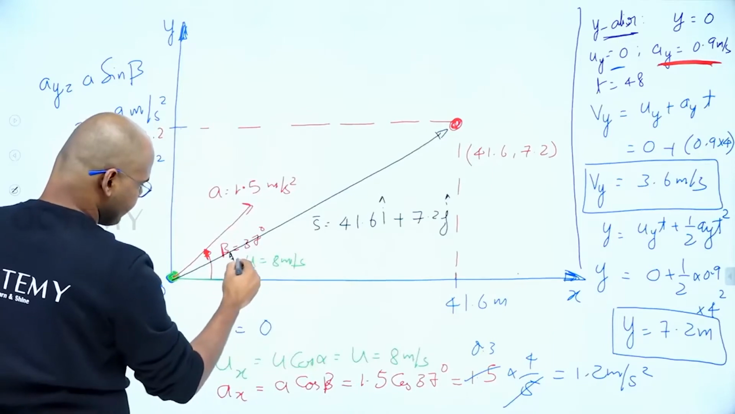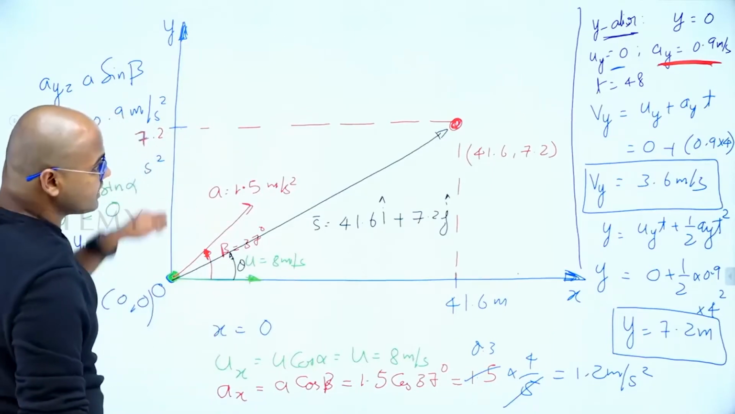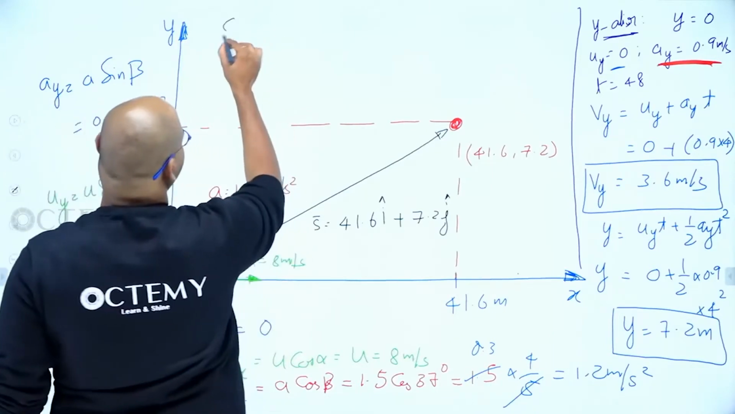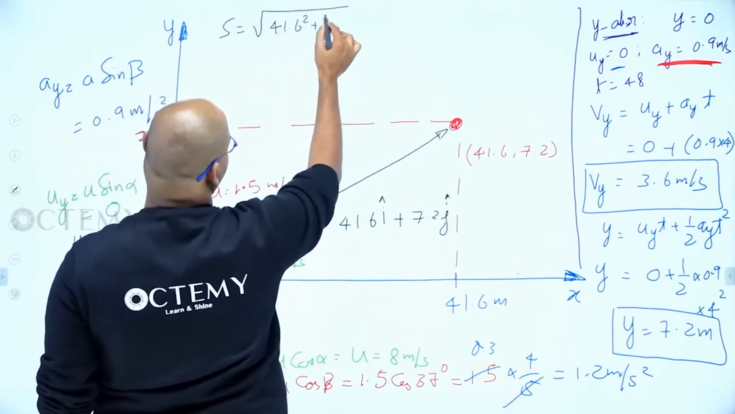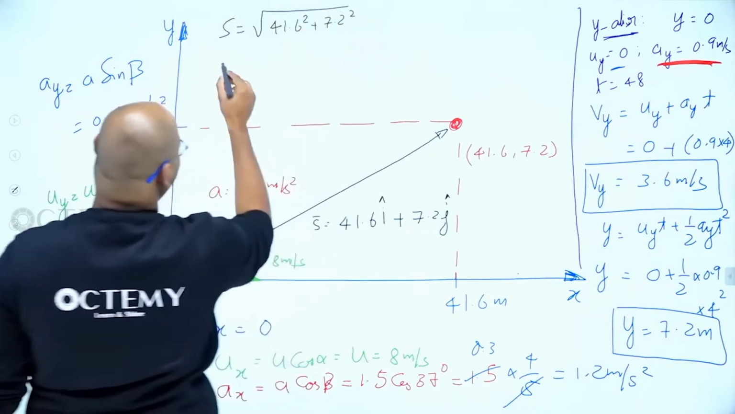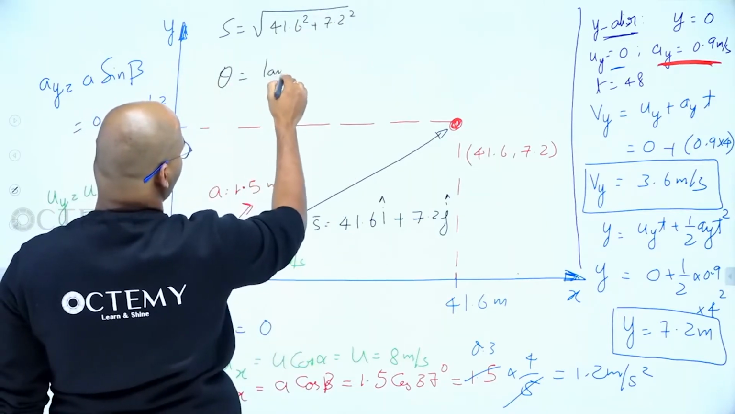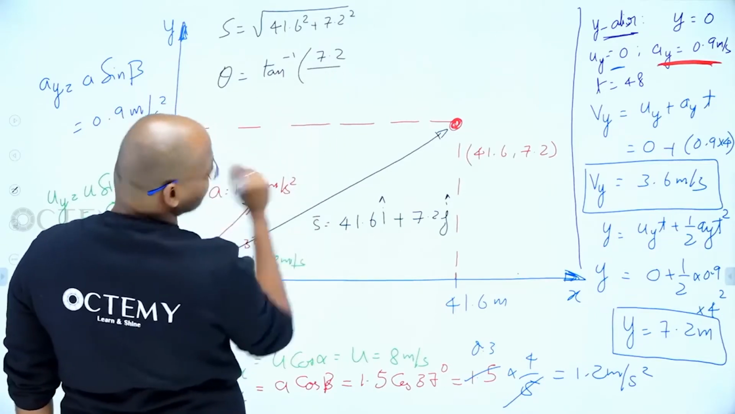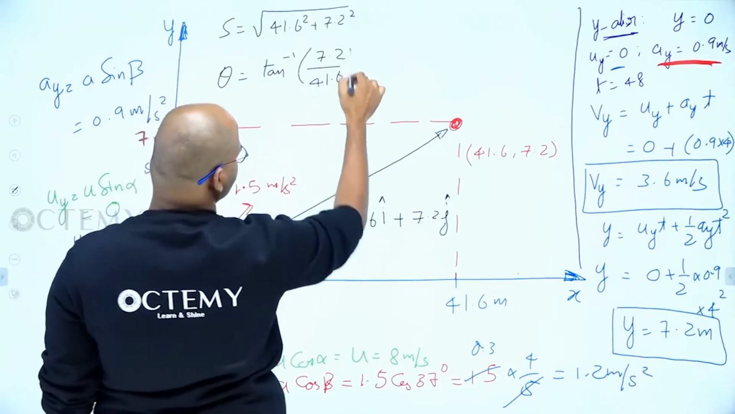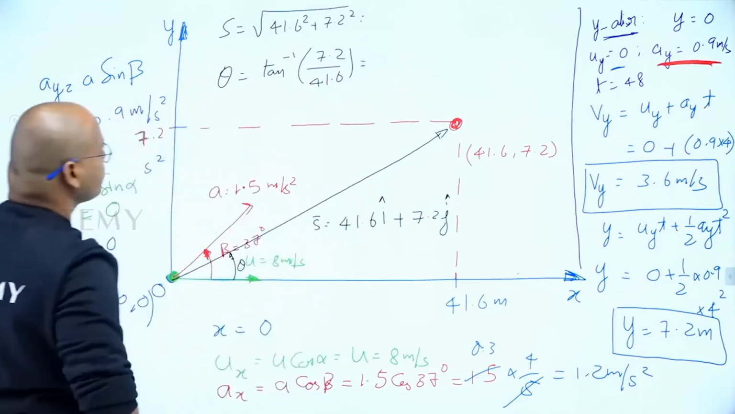And this is the angle made by the position vector. So from the origin, finally it is at a point, s equal to root of 41.6 square plus 7.2 square, and making an angle theta equal to tan inverse of y by x, that is 7.2 by 41.6. Get the values.